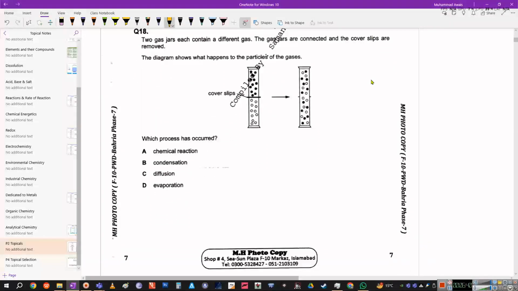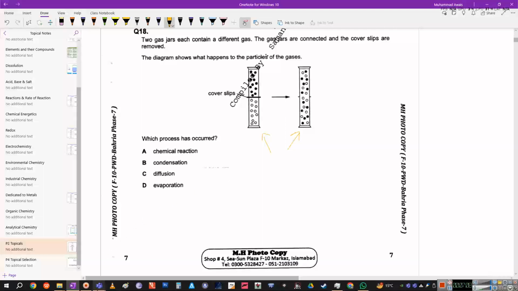This one, 18. This is a much better representation in the form of particles. Two jars of gas, the gas jars are connected and the cover slips are removed. The diagram shows what happened to the particles of the gases, black and white. This happened. Which process has occurred? A, B, C, D. Chemical reaction, condensation, diffusion, evaporation. What do you think? Yes.